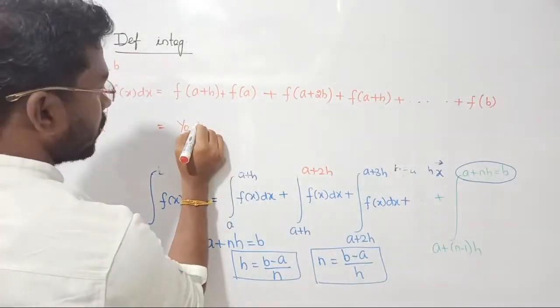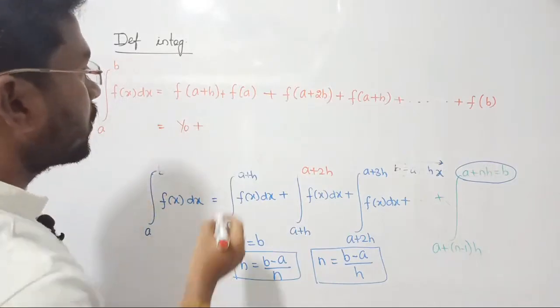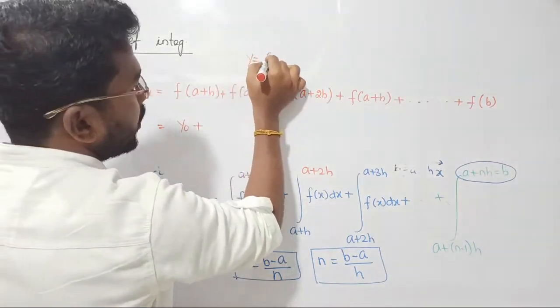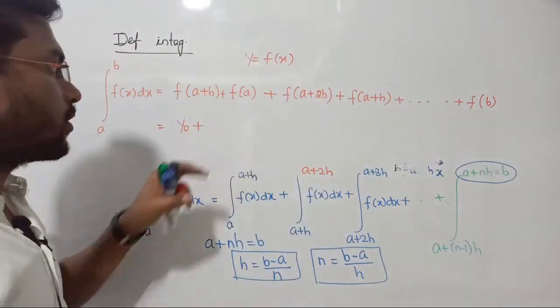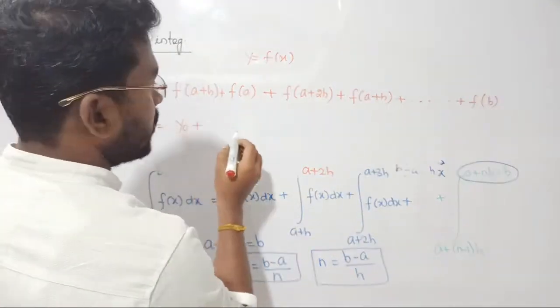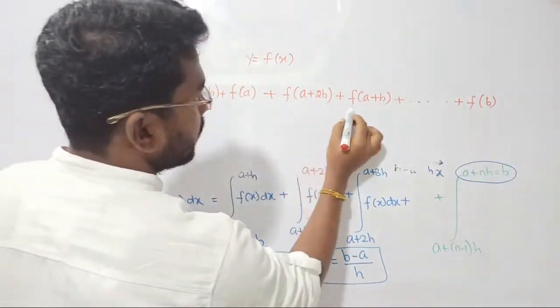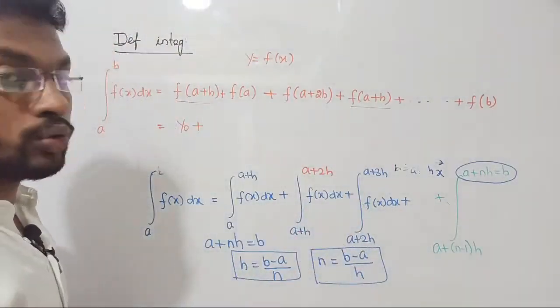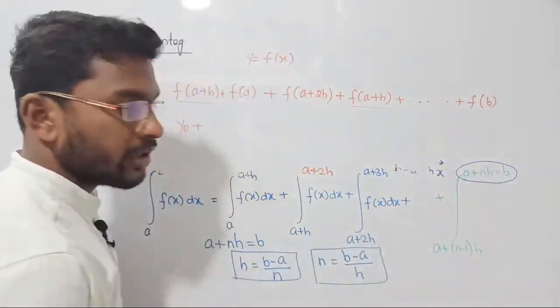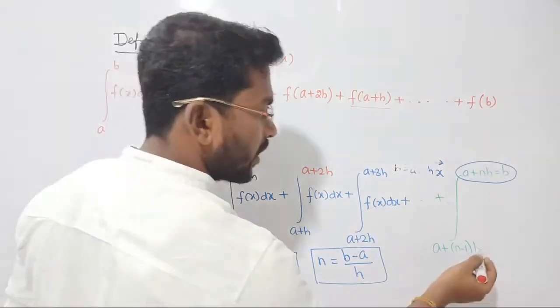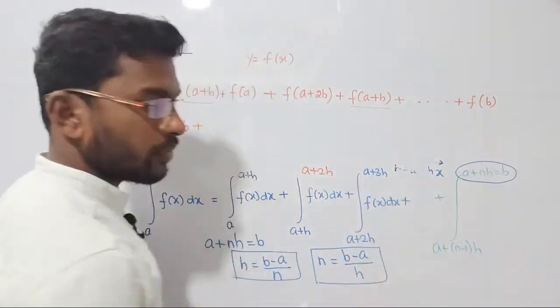The first point is y naught. See why I am putting y? Because y is equal to f of x, we all know. But why am I putting y naught? Because that is the initial point, right? Next, did you notice one thing? We have f of a plus h 2 times. Similarly, f of a plus 2h will be there 2 times. Again, this function will be 2 times. That is a plus 3h, that also repeats 2 times, right?